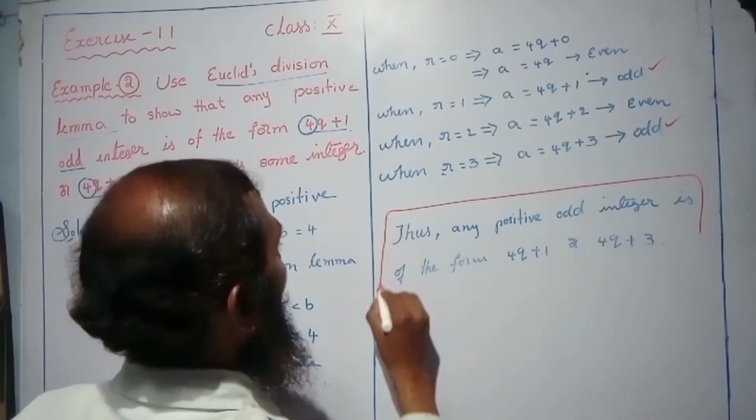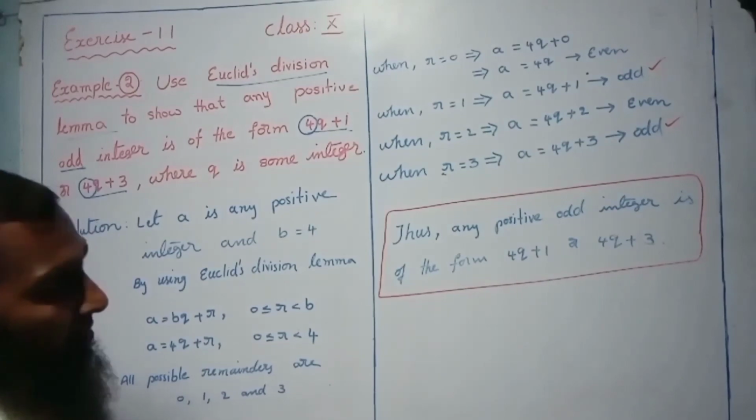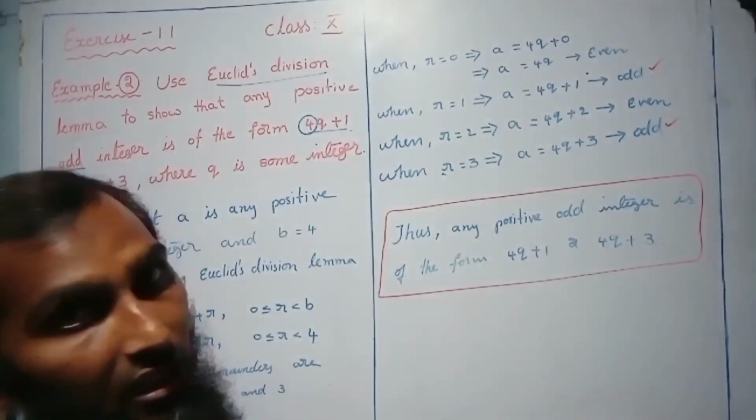After completing the conclusion, you should draw, with a scale and pencil, a box around the conclusion. So this is the conclusion.